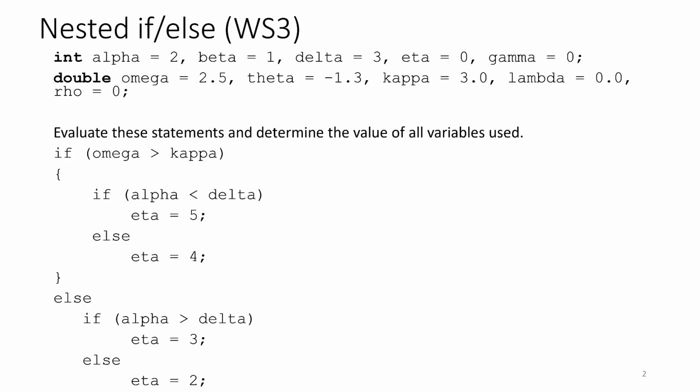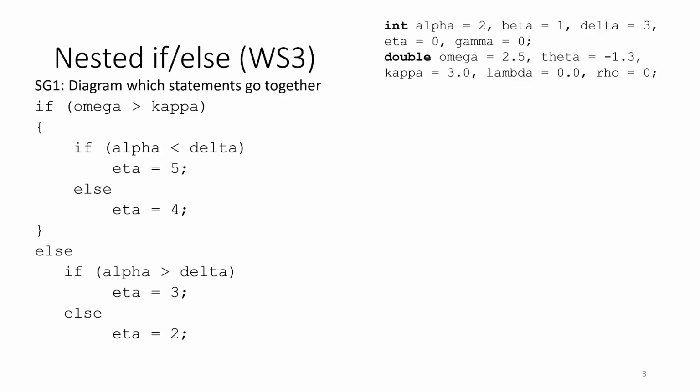If omega is greater than kappa, if alpha is less than delta, then eta is assigned the value of 5. Otherwise, eta is assigned the value of 4. Else, if alpha is greater than delta, eta is assigned the value of 3. Otherwise, eta is assigned the value of 2. Subgoal 1 is to diagram which statements go together.